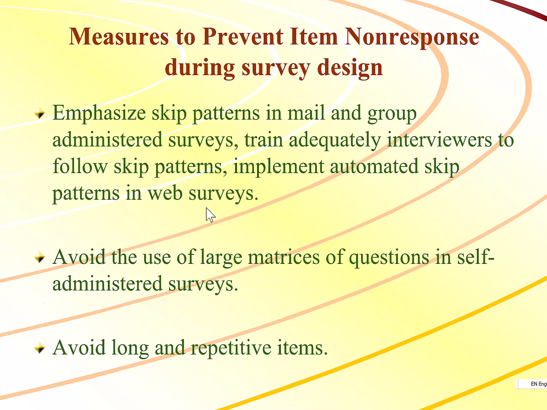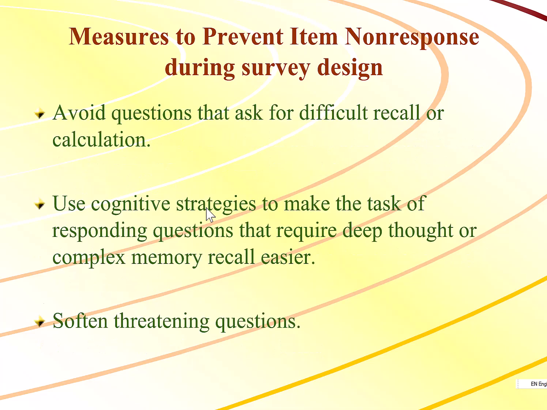It's about making sure that individuals don't accidentally skip questions by not having large groups of matrix questions, but also managing sensitive questions that could be skipped on purpose. You can minimize item non-response also by not using difficult questions such as ranking questions, and by not asking them to make difficult calculations in the survey.